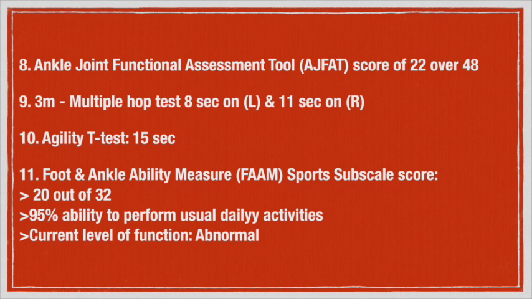3-meter multiple hop test and agility test are addressed last because both are basketball drills that required all other impairments to be addressed first to be performed normally. Foot and ankle ability measure measures the limit of function based on strenuous activities, which is expected to improve after all impairments and difficult activities have been addressed.